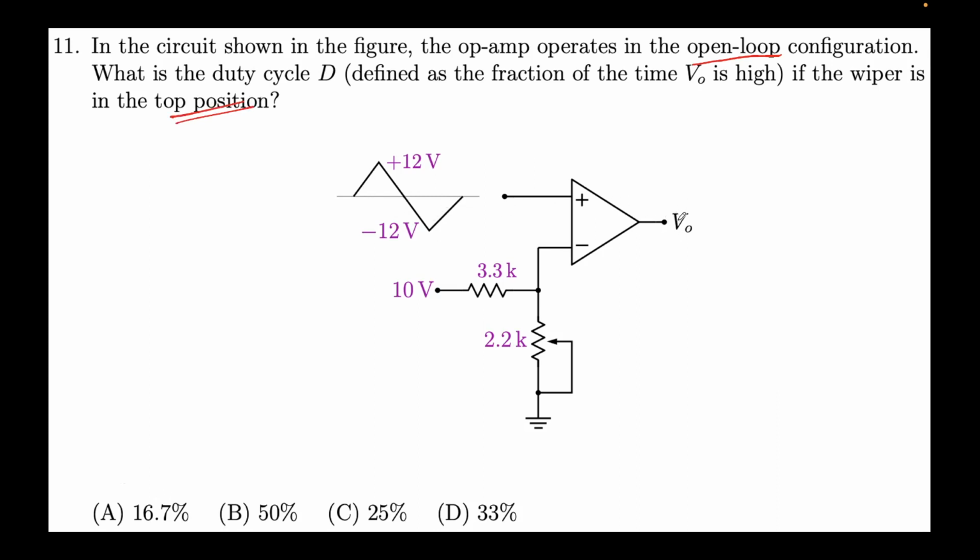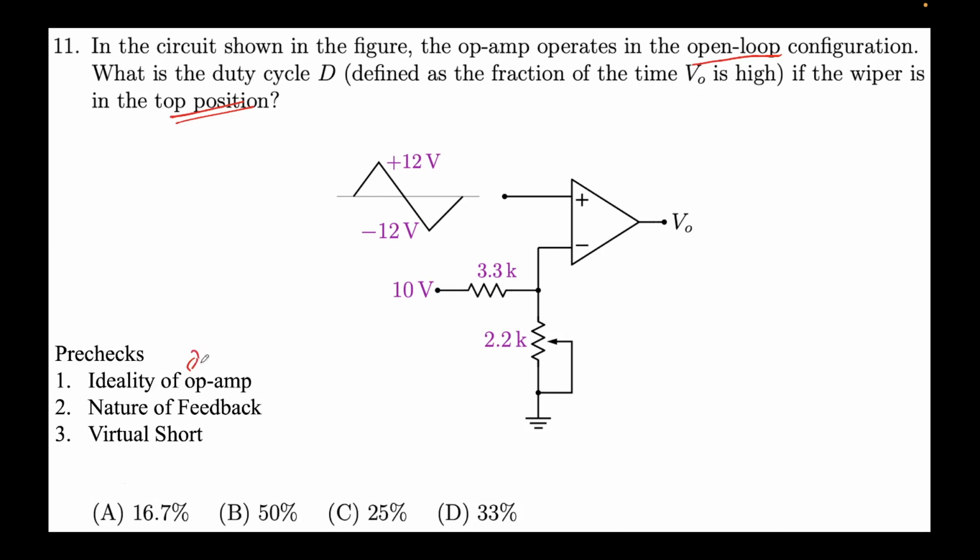So when the V naught is positive, we know that. So let me draw the... again, ideality of op-amp, we'll assume it to be ideal. Effectively what we're interested in is I in is 0, so no current flows here, okay? And nature of feedback, there's no feedback, it's open loop, right?